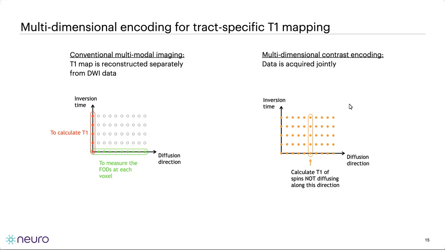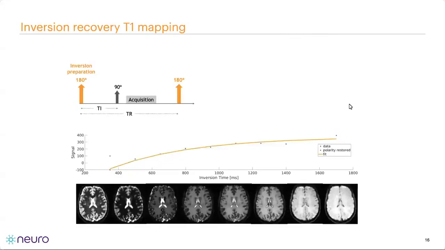Now, if you recall from Maxime's talk, if you encode diffusion along X, the signal from the spins that are moving along X will be dephased. It's gone. So really, what you're capturing is the information from all the other diffusion directions. That's what you're getting here. So you really need to combine all of this information together and fit it to an equation in order to extract T1 relaxation times specific to different orientations. Okay, so how do we do that?